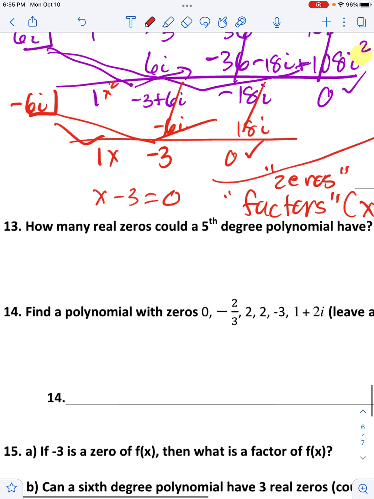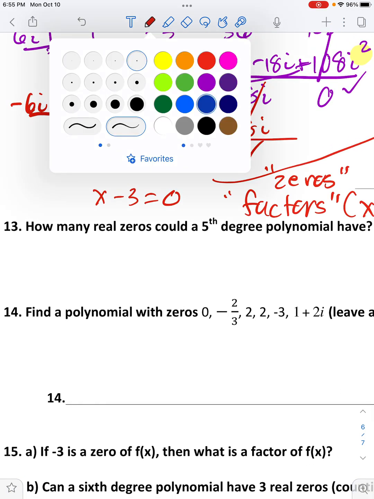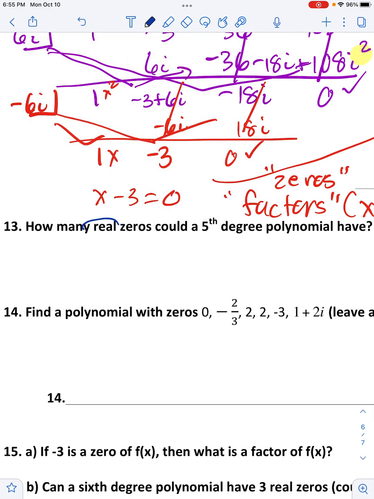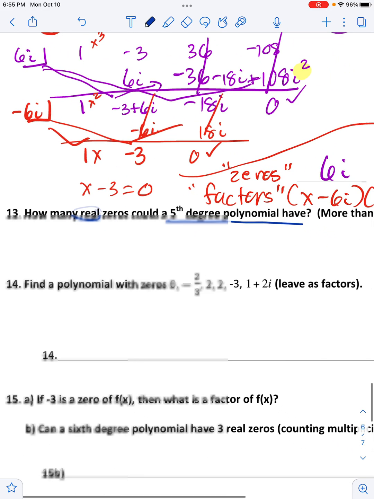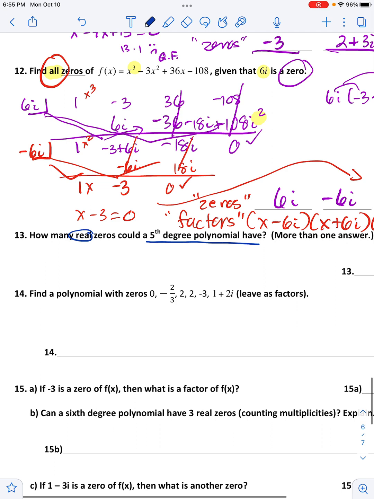Okay, concepts. I love these questions. These are so fun to think through. How many real zeros could a 5th degree polynomial have? This is fundamental theorem of calculus. Ooh, more than one answer. Even better, smiley face. So think about it.